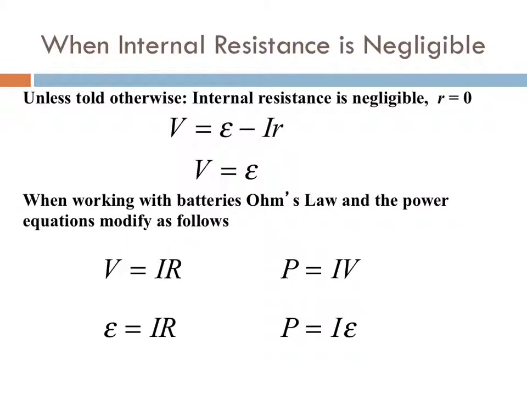Again, for the most part, internal resistance is going to be considered negligible unless you're otherwise told to include it into your equation. So when internal resistance is negligible, R is equal to 0. That means this piece is going to go away, and all you're left with is our terminal voltage will be equal to the EMF produced by the battery. So when working with batteries, Ohm's law and the power equations modify as follows. Again, you really don't have to make these modifications unless you already understand what's going on, but it's a good idea because you might see them in this form on your multiple choice questions.